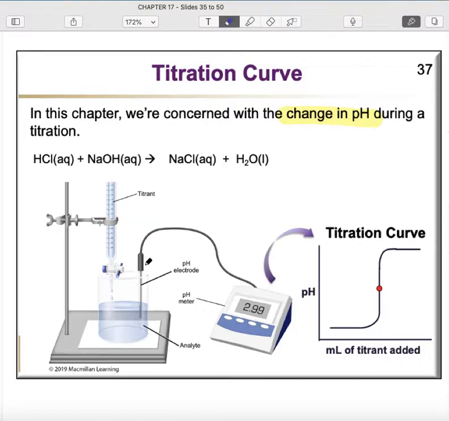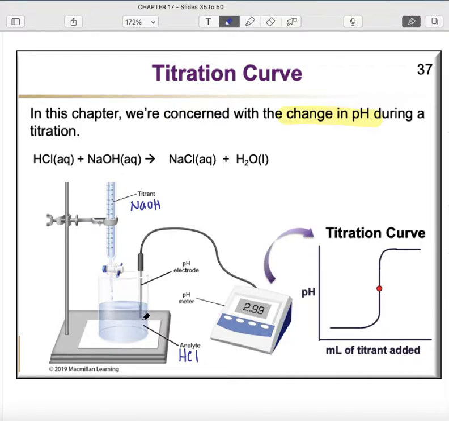For example, here we are beginning with an analyte. Let's say that it is HCl, hydrochloric acid, and that analyte is going to be titrated with our titrant, which in this particular case is going to be sodium hydroxide. As we know, the reaction of hydrochloric acid with sodium hydroxide would lead to the formation of a salt, sodium chloride, and water.